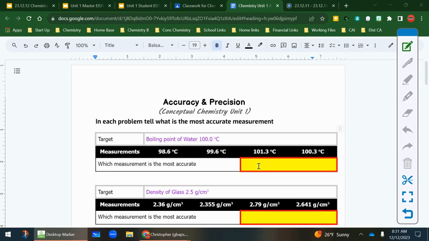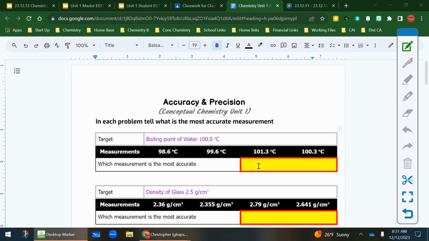101.3. Why? Because it's further away than this one if we're on the high side. Accuracy doesn't matter if you're high or low. What matters is which one is closest. Okay? So, of these two numbers, 99.6 and 100.3, which one is closer to 100? Yeah, because it's only off by what? 0.3. That's how you determine which one is the most accurate measurement, ladies and gentlemen.